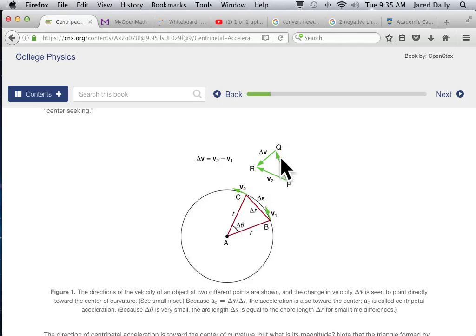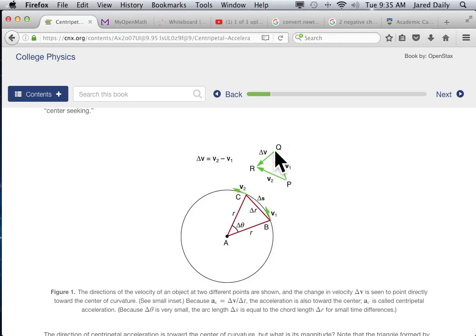Remember what we did when we took the difference of vectors? We put them tail to tail. This one is a little harder to remember because we only did it a couple times. We put them tail to tail, and then we drew a line from the head of the first vector to the head of the second vector to get our difference in that vector.